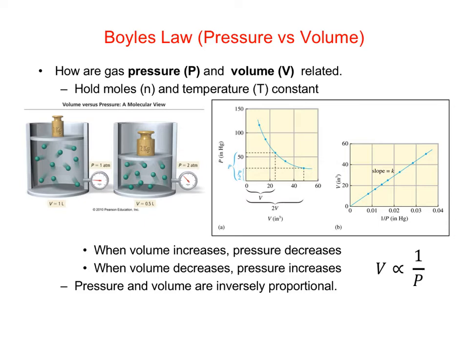And so if I wanted to get a straight line, if I plotted 1 over P on the x-axis and volume on the y-axis, then that would give me a straight line, because now I'm plotting the inverse of pressure versus the volume.